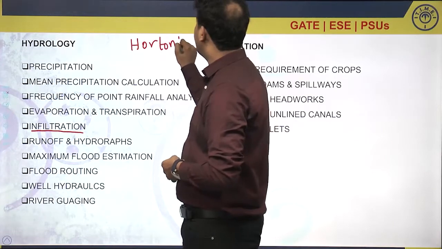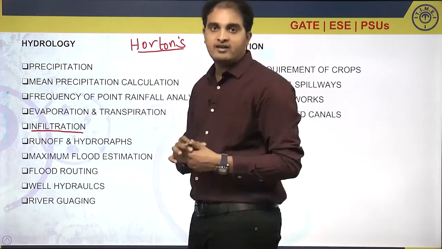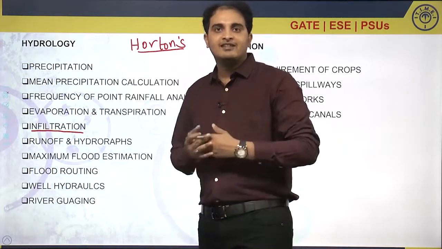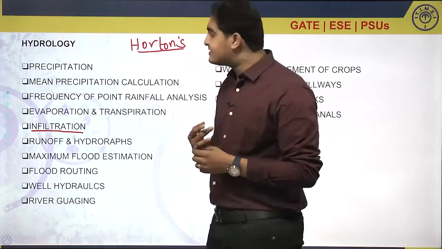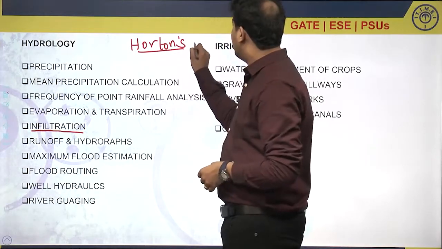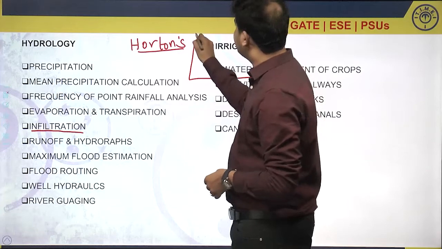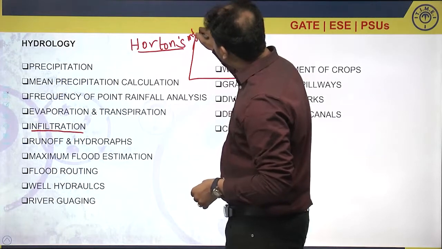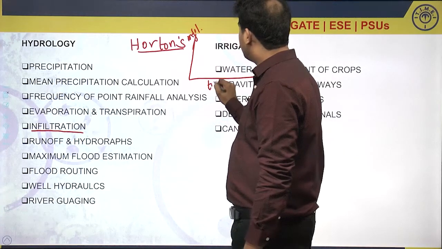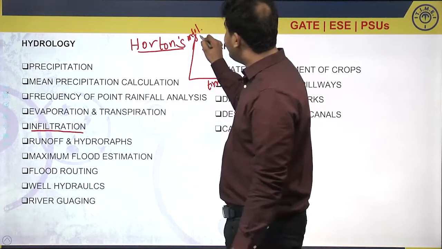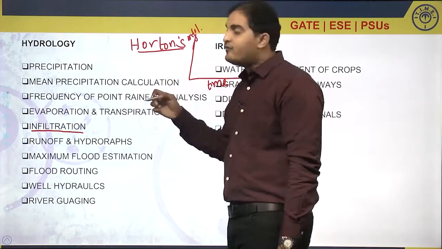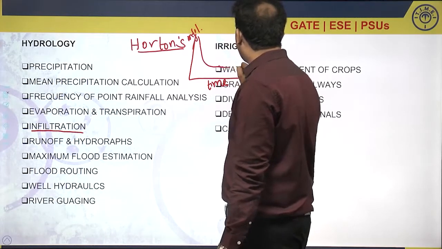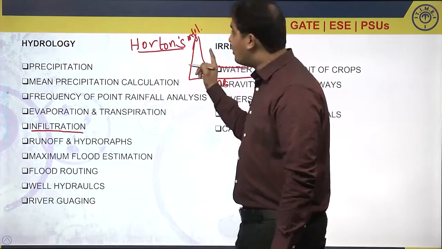On infiltration, we call it Horton's curve or Horton's infiltration equation. Horton's curve is nothing but a plot of infiltration versus time. I am taking Horton's curve like this. It's a plot of infiltration versus time. Initially, whenever the rainfall started, the infiltration will be maximum, and slowly it decreases exponentially, and finally it's not going to become zero, it's going to become a constant value.